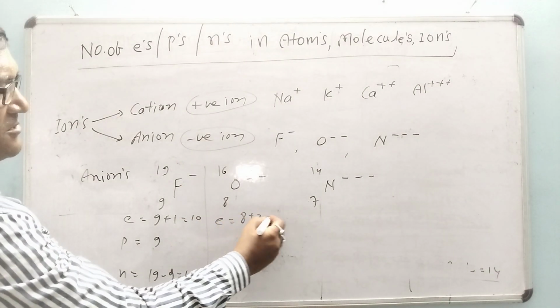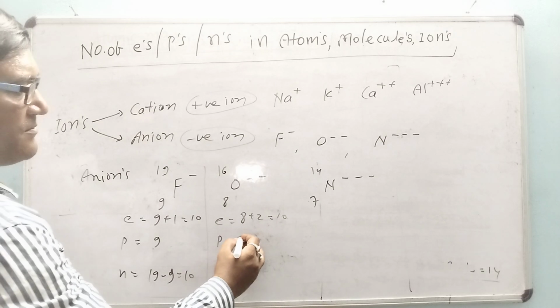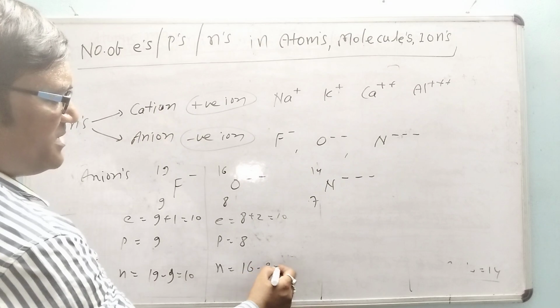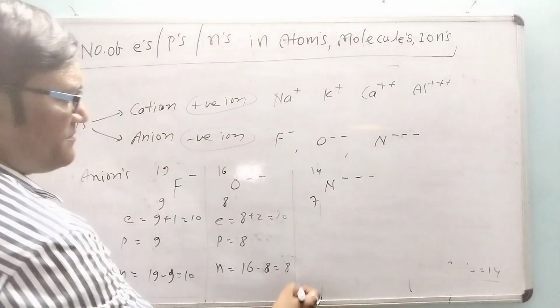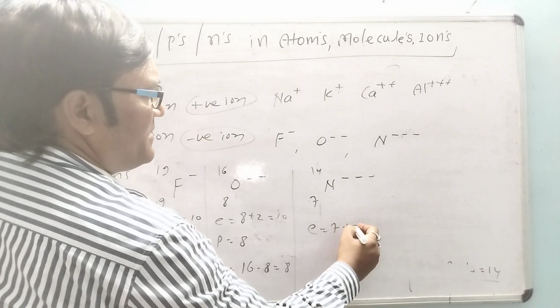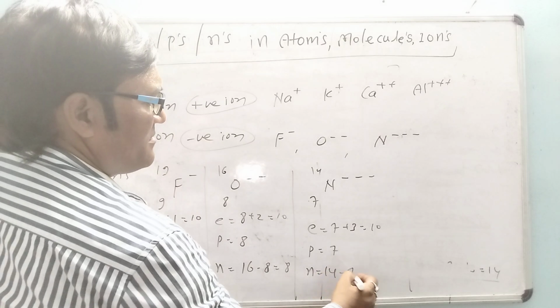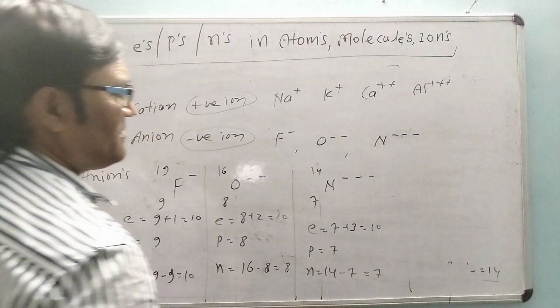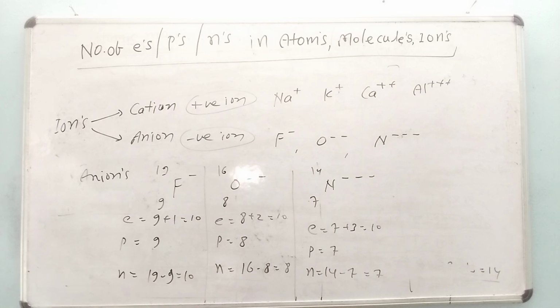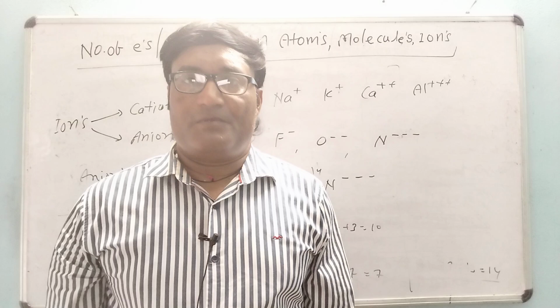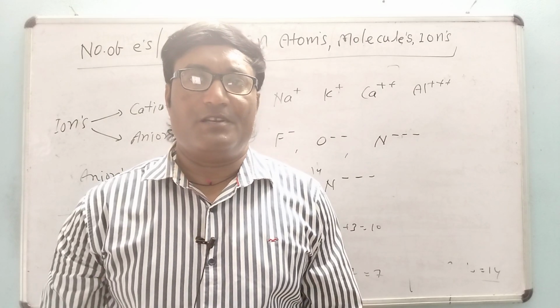For oxide, electron is 8 plus 2, 10. Proton is 8. Neutron is 16 minus 8. For nitride, electron is 7 plus 3, 10. Proton is 7 and neutron is 14 minus 7. So we can easily find the number of electrons, protons and neutrons in atoms, molecules or ions.